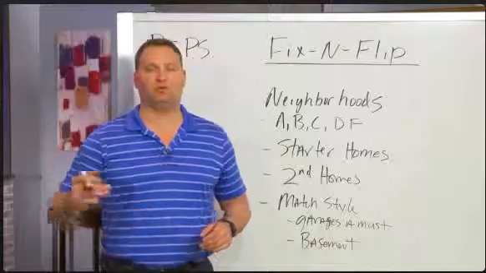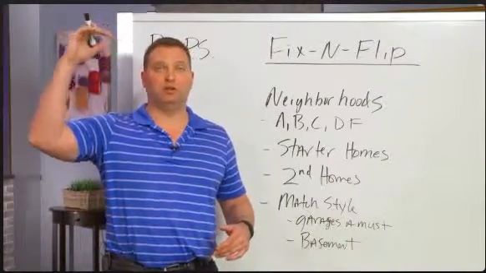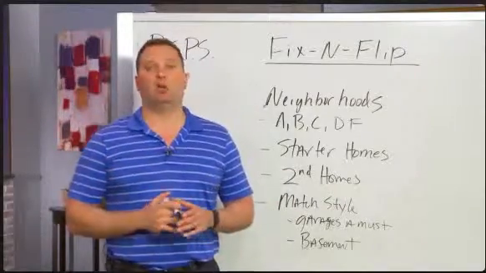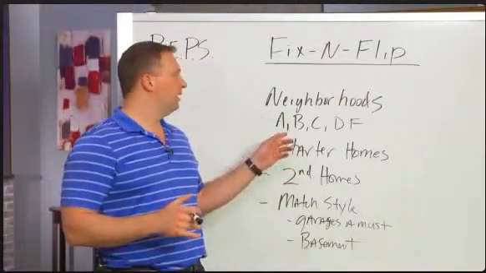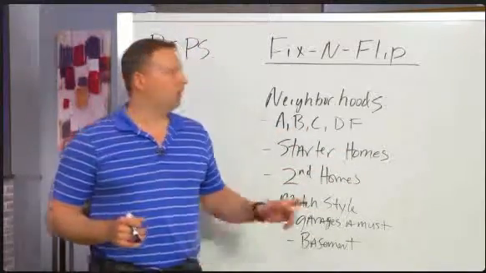Most fix and flips are being bought by people who are going to be living in the property. They're retail buyers. They're picky about where and what they're buying. So we rank the neighborhoods A, B, C, D, or F.